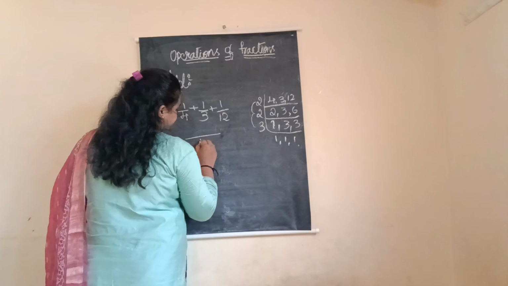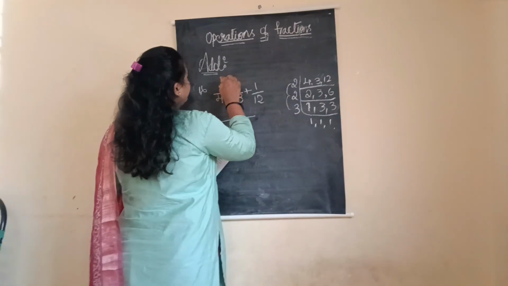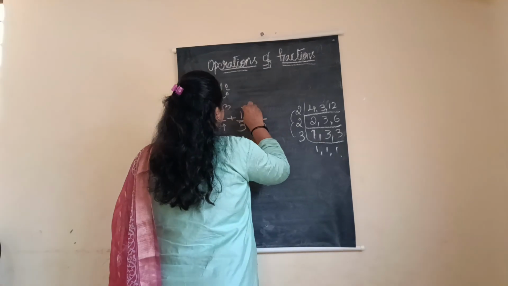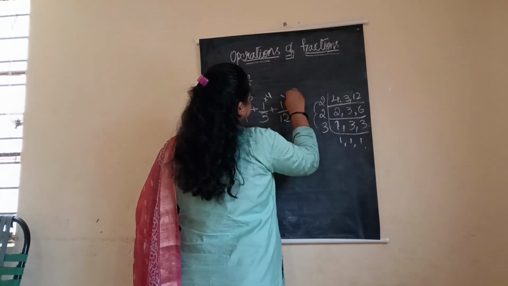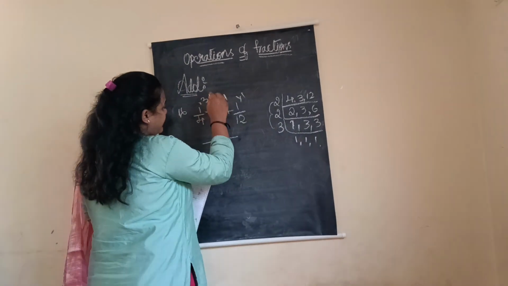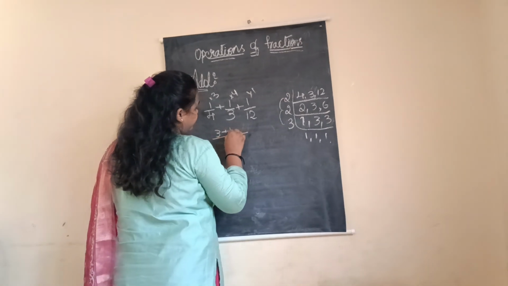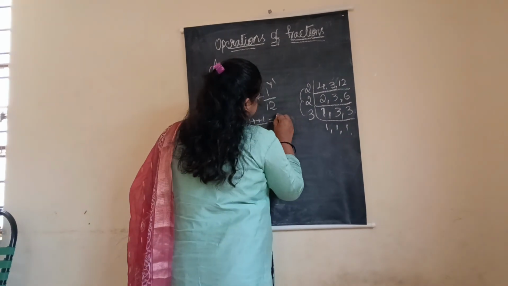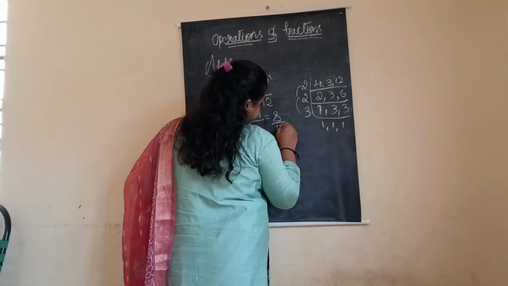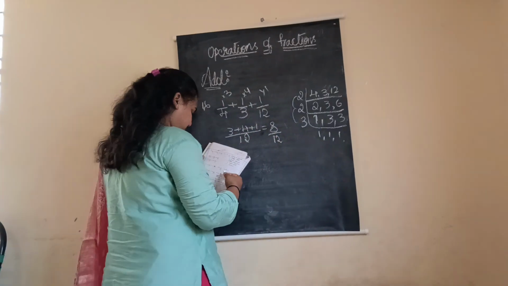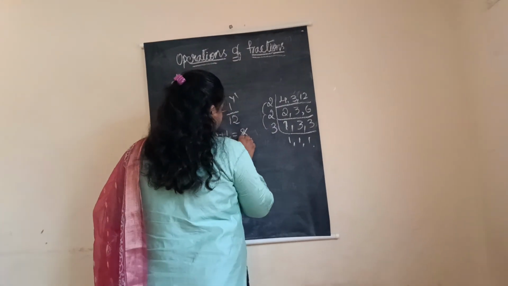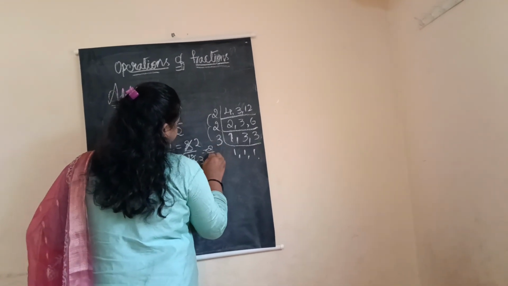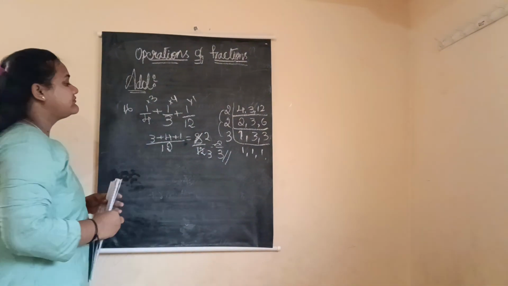So now the LCM is 12. 4 3s are 12. 3 4s are 12. 12 1s are 12. So 3 plus 4 plus 1 is equal to 8 by 12. It gets cancelled. You have to cancel. 4 2s are 8, 4 3s are 12. 2 by 3 is the answer.